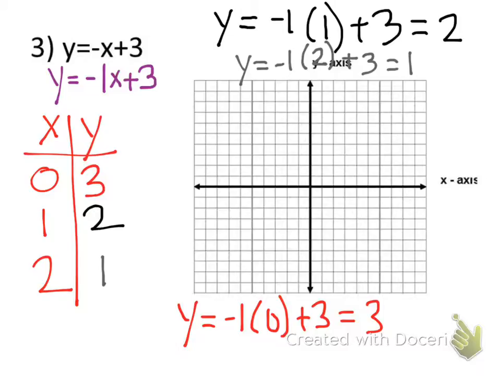Okay, let's graph these. So 0, 3. So side to side 0, up 3. 1, 2. So right 1, up 2. And 2, 1 means right 2, up 1. Those are going to form a straight line, so connect them and you're good. Remember, if they don't form a straight line, it means that one or more of your points is wrong, so you need to start over.